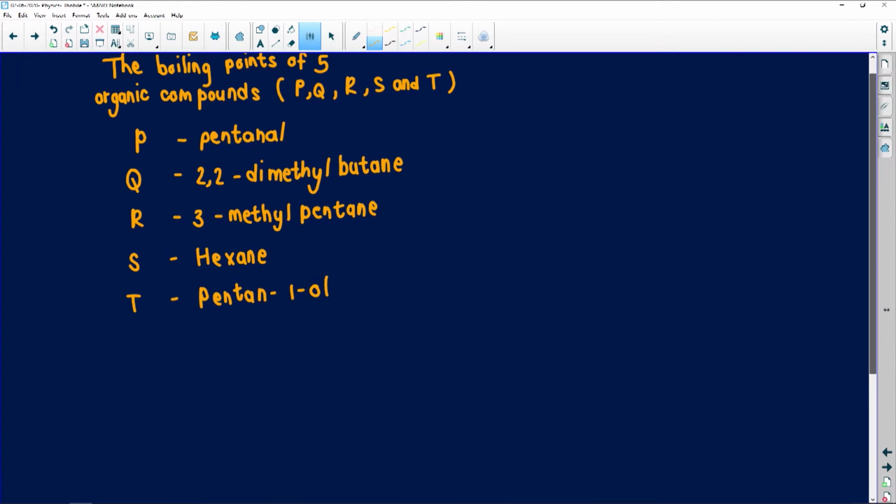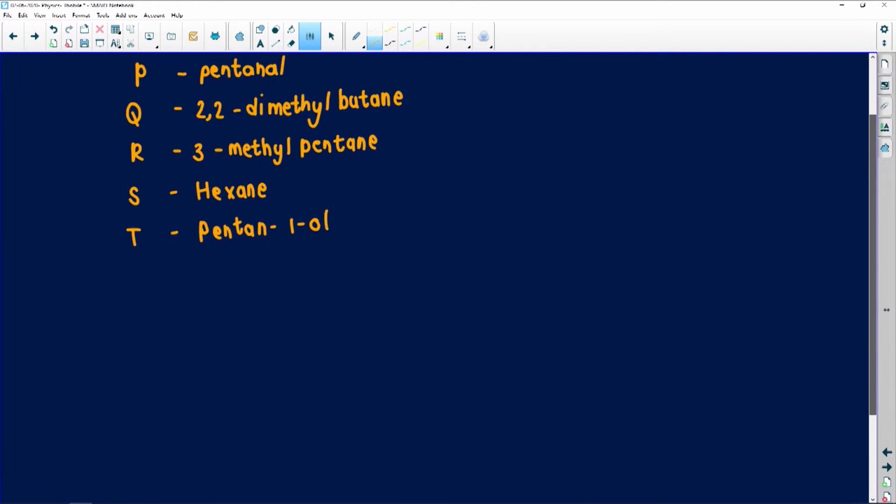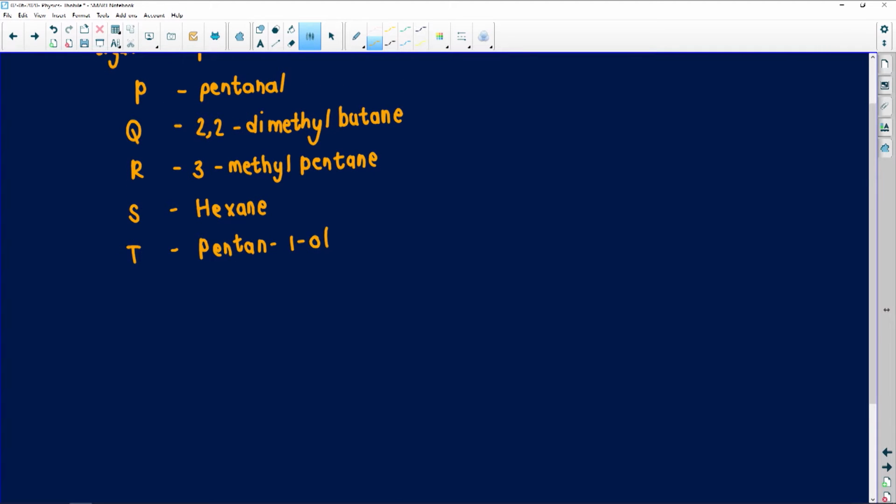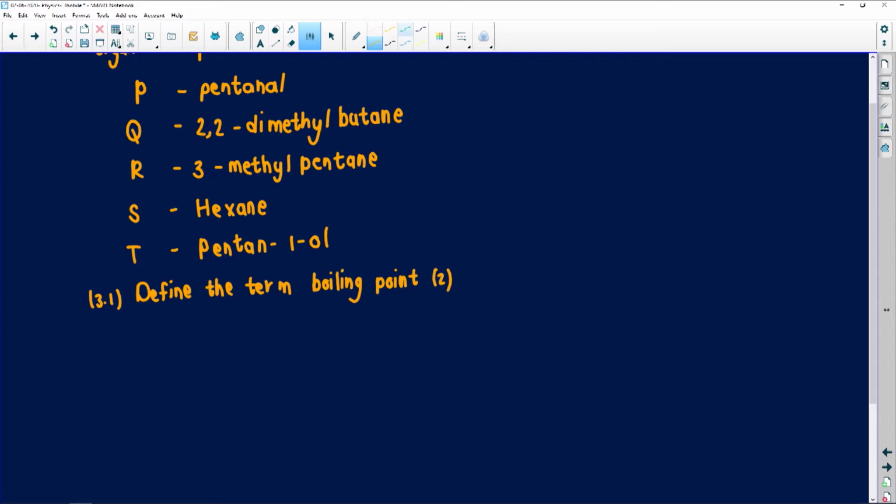So let's look at the first question. This is 3.1. It says define. See again, define and explain is not the same thing. You define, it means it does not change. Define the term boiling point. Now, you actually learned this in grade 10. I know most of my grade 10s, even in the exam, wrote that boiling point is where liquid becomes vapor. No, that is not the definition of a boiling point, my darlings. You must go and read.